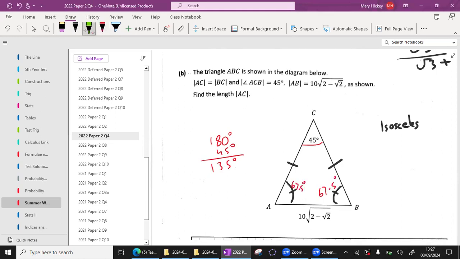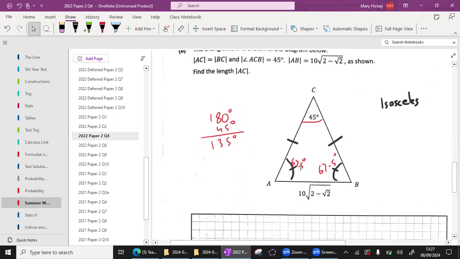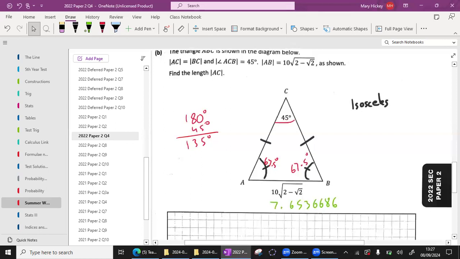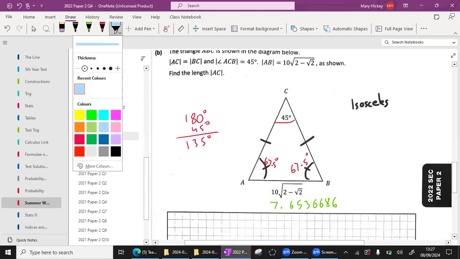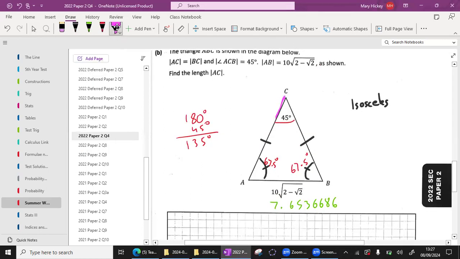Okay, so what else do we know? The angle's 45, we've done that, and we know the length from A to B is 10 root, and it might be worth our while simplifying that down. So I'm just copying it into my calculator, 10 root, minus root 2. Now, this is coming out to be 7.65366686. I'm leaving in a good few decimal places because I don't want it to affect my accuracy. So the question is find the length of AC. So our actual goal is to find where the pink highlighter is.